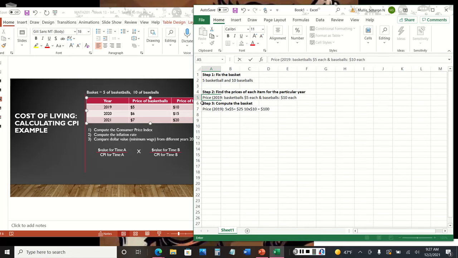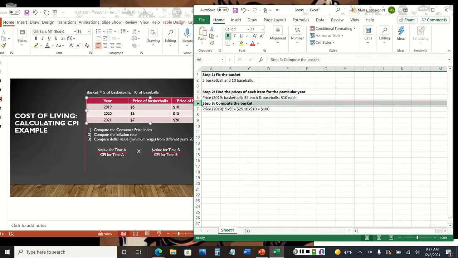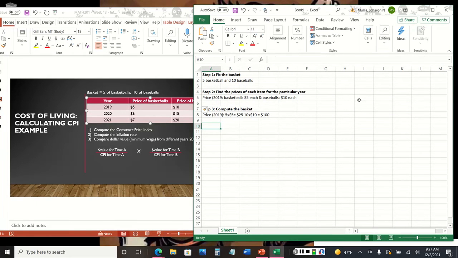All right. So now we have step one, step two, step three done. Let me insert and we're going to move on to step four, where we're going to choose a base year. Remember, base year pretty much means a benchmark year. And then we're going to compute the CPI. So just for simplicity, we're going to use 2019 as our base year or our benchmark year.